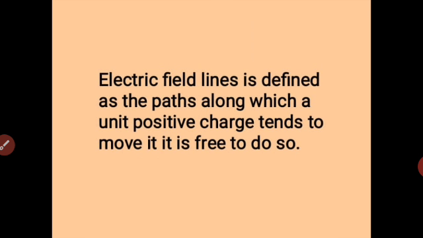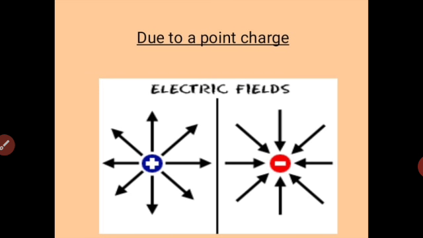Electric field lines are defined as the paths along which a unit positive charge tends to move if it is free to do so. These are imaginary lines which represent the path on which a unit positive charge moves. This unit positive charge is nothing but the test charge.